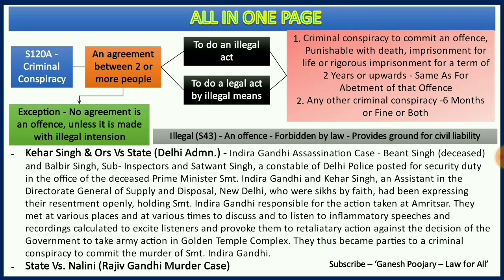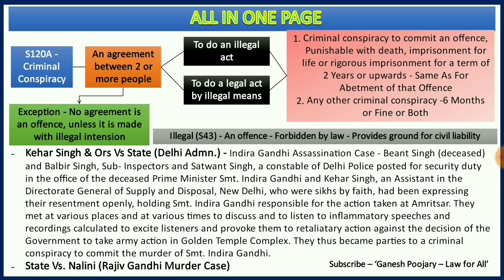Imagine there are three people A, B and C. They are meeting and making an agreement to kill Mr. Z. Now, killing Mr. Z is an illegal act, and here there are more than two people and there is an agreement available among them. So this is a criminal conspiracy because they are meeting and making an agreement for the purpose of commencing an illegal act.